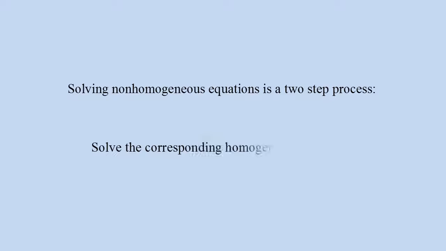So it's a two-step process. We need to solve the corresponding homogeneous equation. That just means taking the non-homogeneous component out and replacing it with a zero, and then solving that. And then we need to guess a solution. And that's what we want to focus on in the next little while, is how to go about guessing a solution.